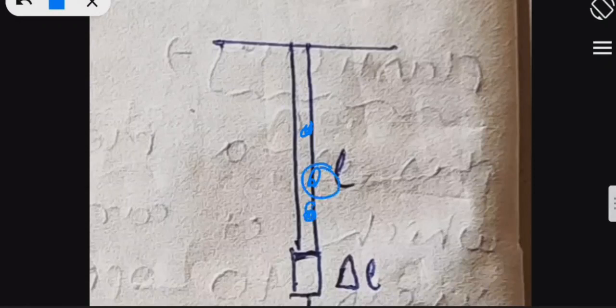This is one molecule and this is another molecule. For example, if you expand, this molecule will come back to this position. So what will happen? Automatically there will be a force of attraction between these two. Why? Because they don't want to separate and they always try to come back to their original position.